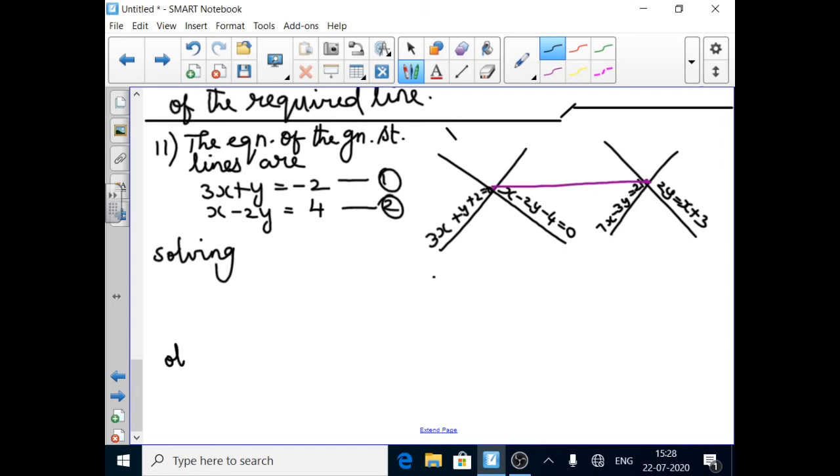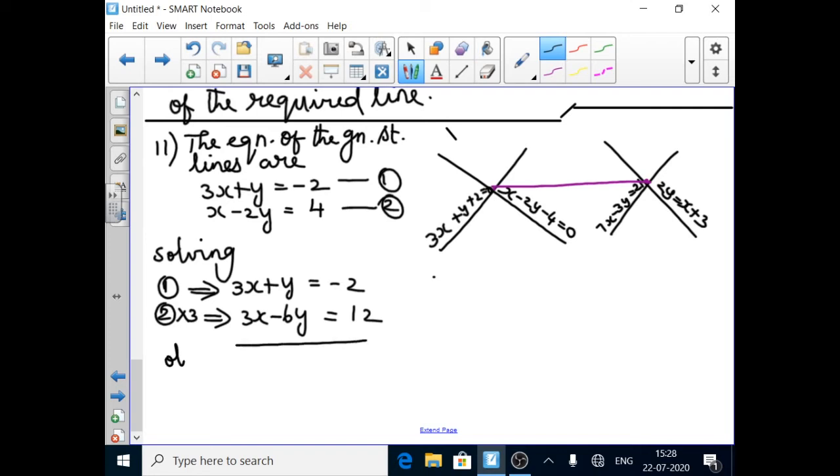Solving. First equation you keep as it is because there is 3x, and in the second equation you have only x. So write the first equation as it is: 3x plus y is equal to minus 2. Multiply the second equation by 3: 3x minus 6y is equal to 12. Change the sign, and cancel. 7y is equal to minus 14, y equal to minus 2.